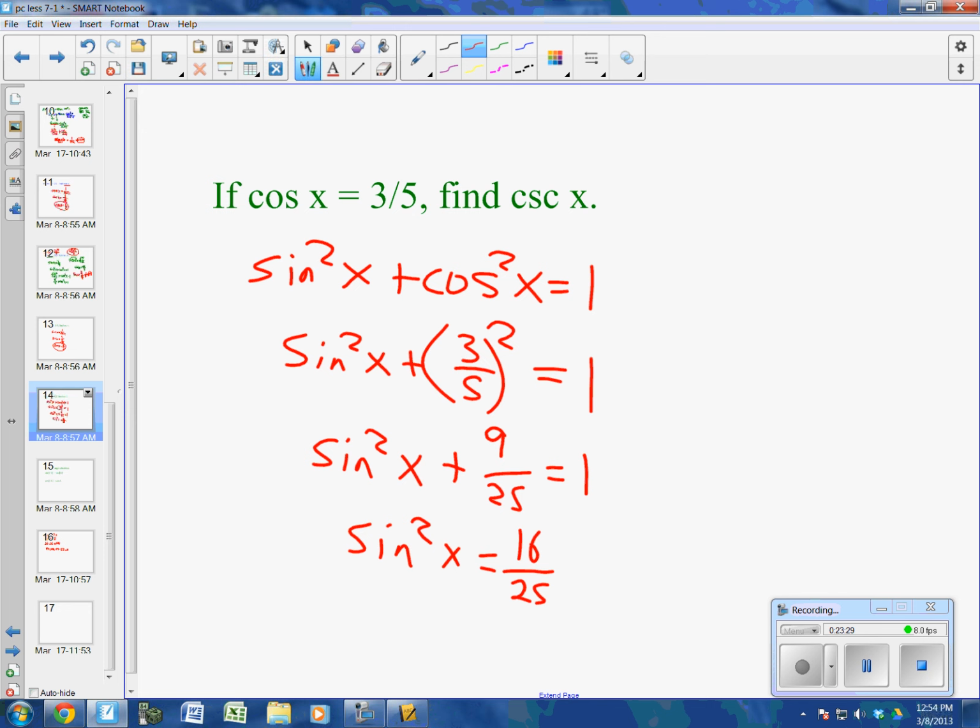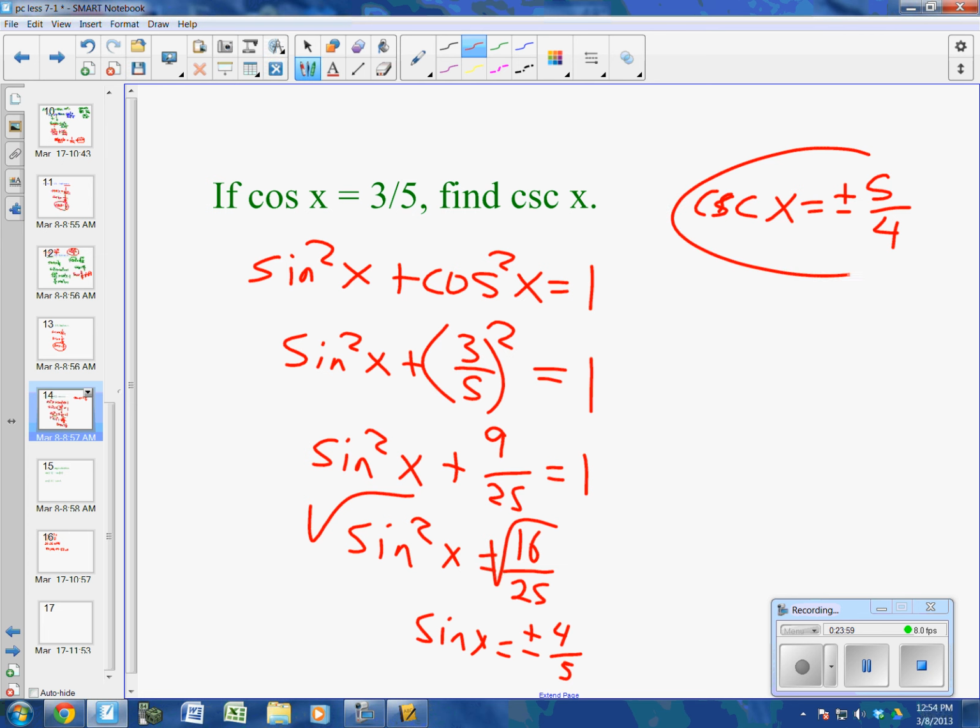Then what am I going to do? Square root both sides, and you get sine x equals plus or minus what? 4/5, because both those are perfect squares. Square root of 16 is 4, the square root of 25 is 5. So now, I know sine of x. Do I know cosecant? No. 5/4. Plus or minus 5/4. You had to use plus or minus because that's what we had down here. Plus or minus 5/4. We got it?